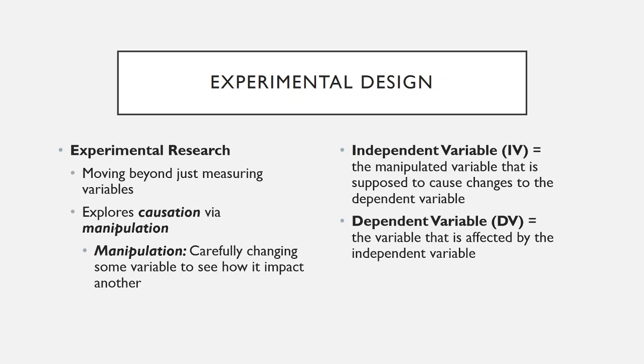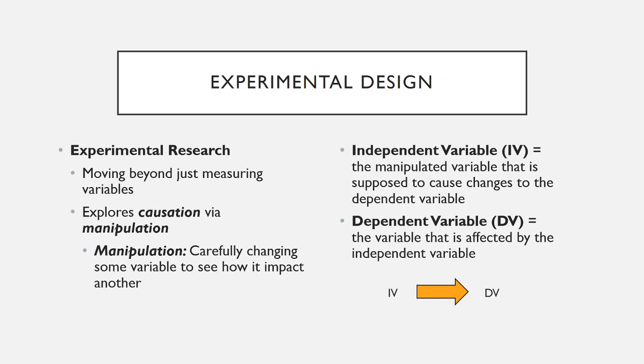The dependent variable, which is the name that I think is a little bit more intuitive, is the variable that you think will be affected by whatever you did with the independent variable. So the IV is the variable you're manipulating, the DV is the variable you're hoping to see changes in, or the outcome. The IV necessarily needs to come first, and the DV necessarily needs to come second.